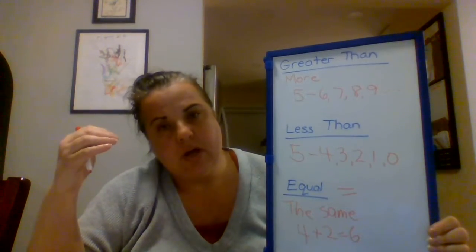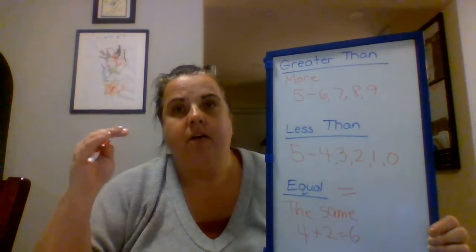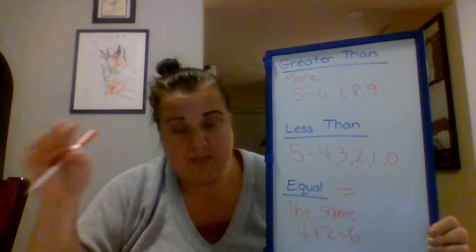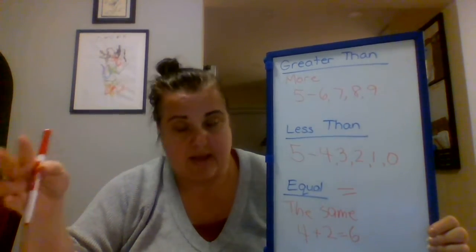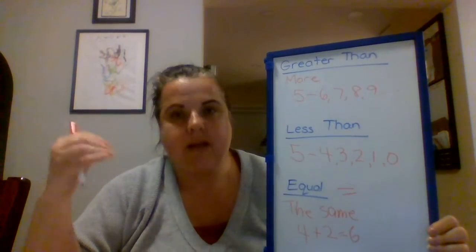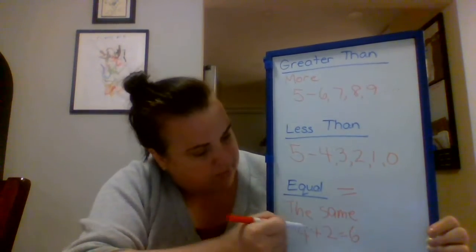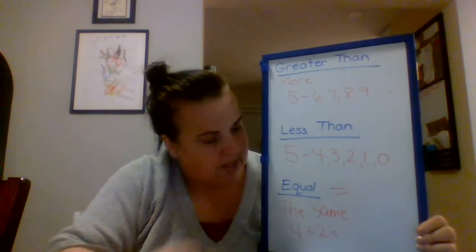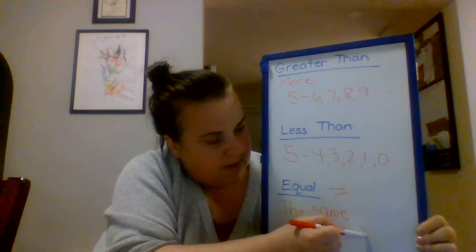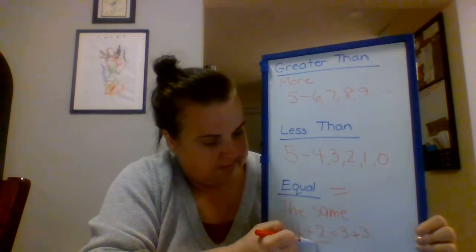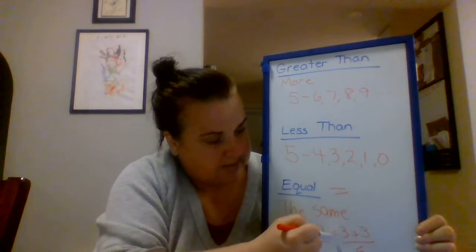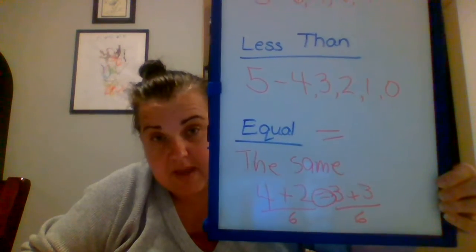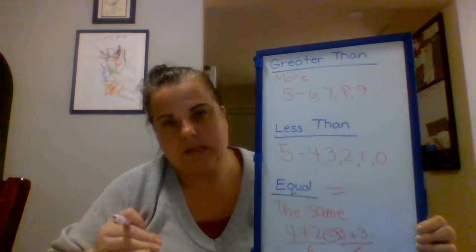That's why, in the work we were doing the past 2 days, 4 plus 1 is the same as 3 plus 2, and it's the same as 5 plus 0. Those are all the same ways to make the same number. So we could do 4 plus 2 equals 6, but we could also do 4 plus 2 equals 3 plus 3, because this side equals 6 and this side equals 6. They are the same. Do you see that? So equals means the same.